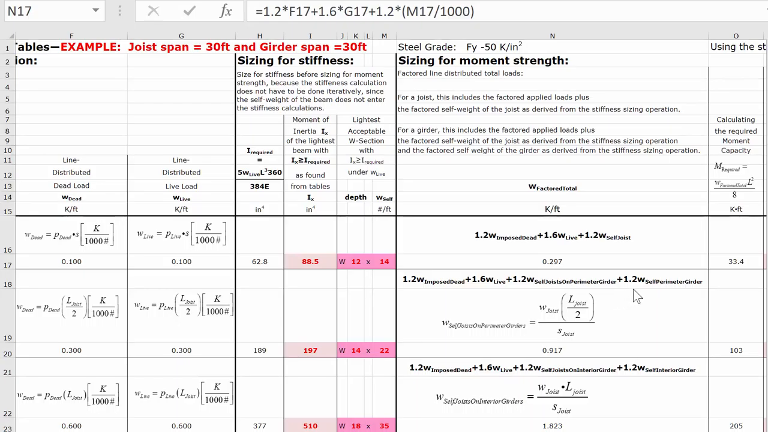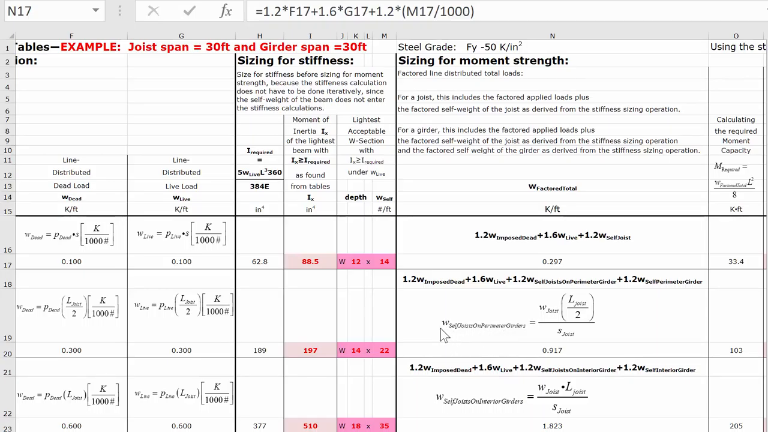And on the end here, we have 1.2 times W self for the perimeter girder, which from the stiffness sizing procedure was 22 pounds per foot. And of course, we will convert that to kips per foot. What makes this a little more complicated is we also have to account for the self-weight of the joist as a load on the girder. And the way we do that is through this formula right here.